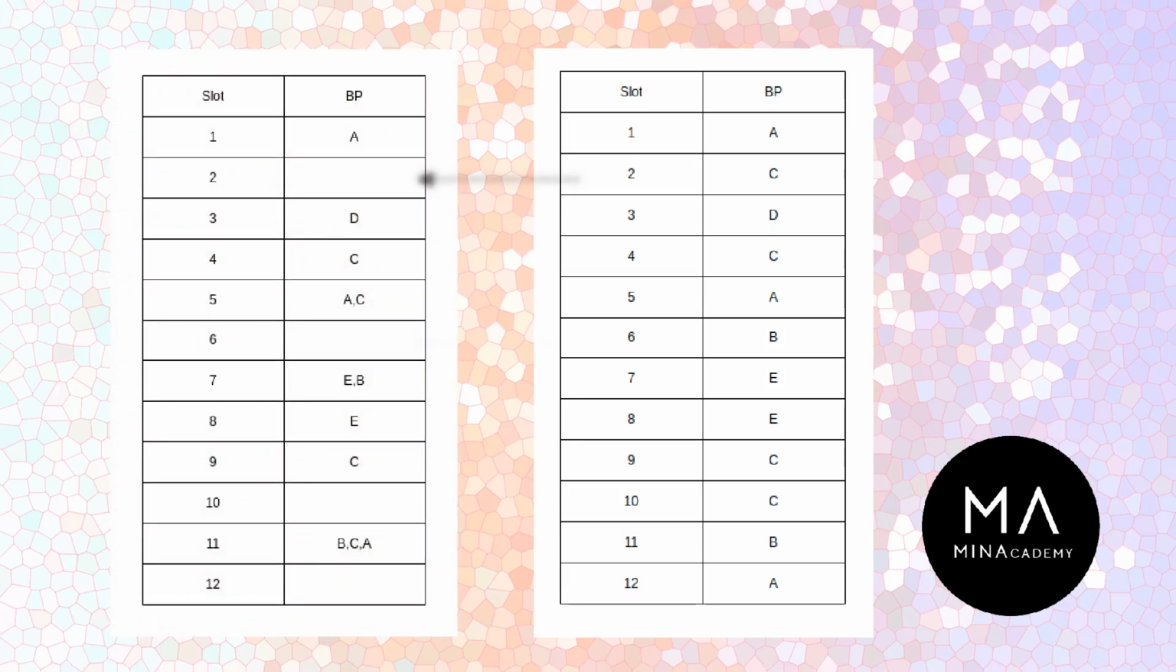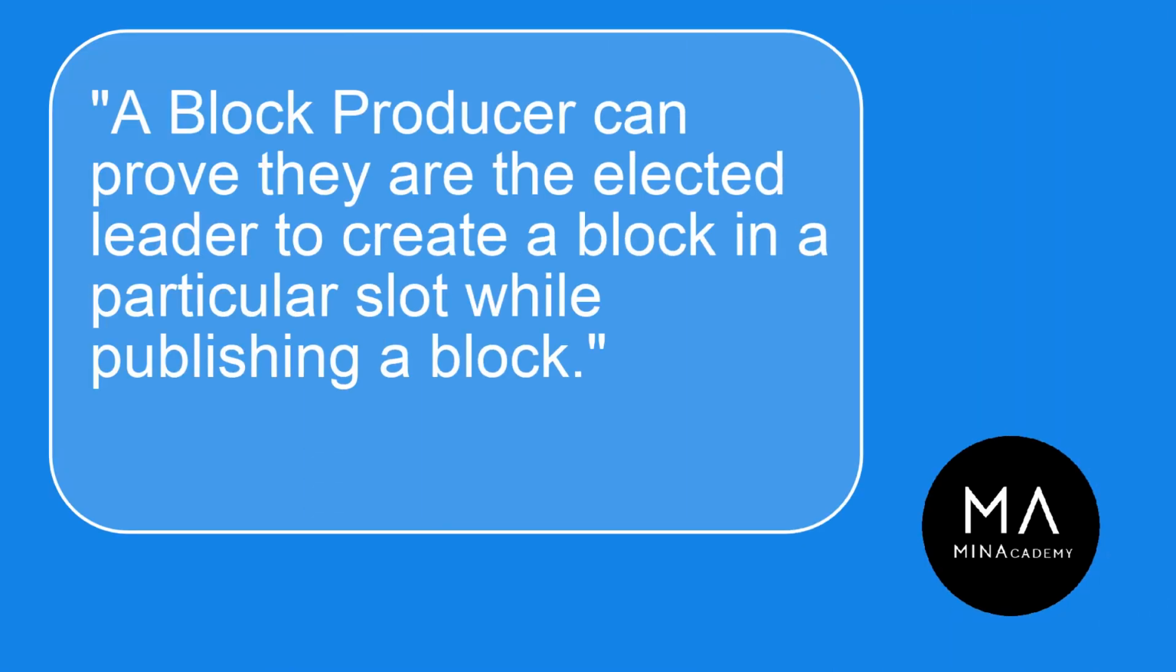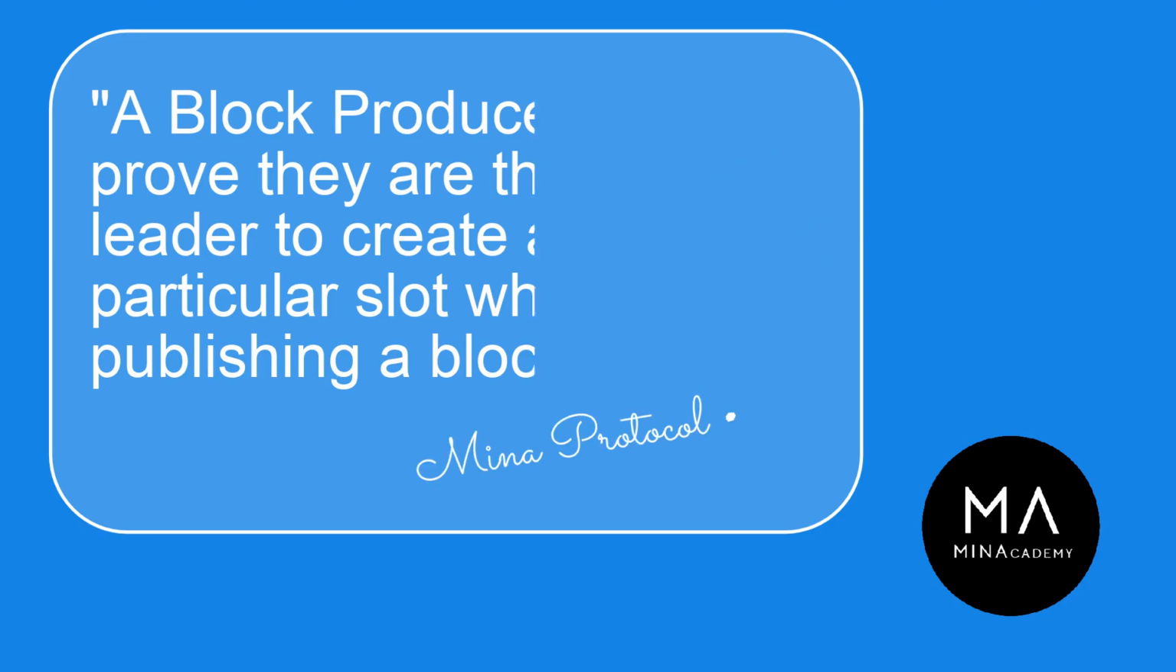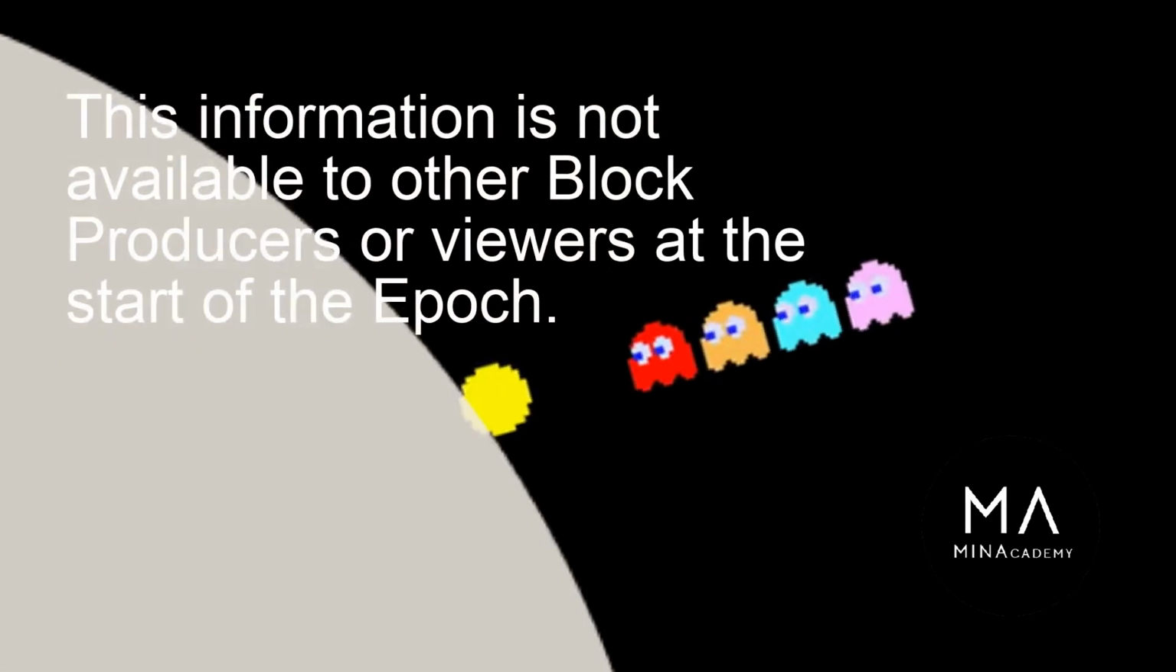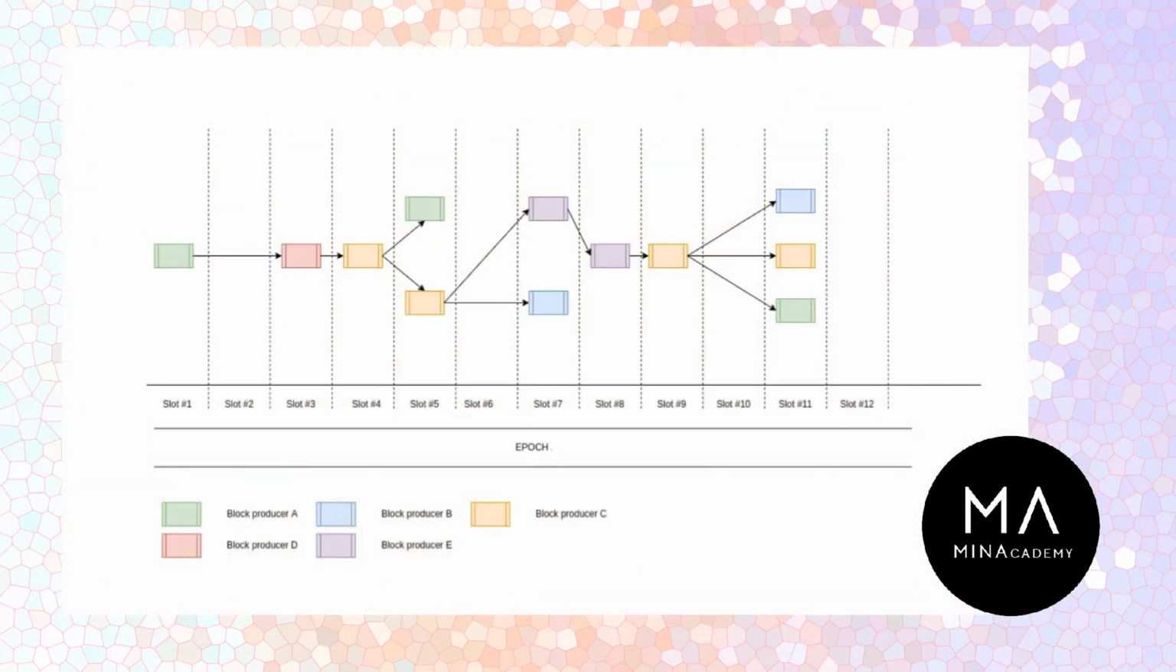As we see in the image, in slots 2, 6, 10 and 12, no block producer has been elected to create a block. And in slots 5, 7 and 11, more than one block producer has been selected. The block producer leader election is held locally and privately, and a block producer can prove they are elected leader to create a block in a particular slot while publishing a block. At the same time, this information is not available to other block producers or viewers at the start of the epoch. This adds security to the network, as with a leadership schedule, nodes could be attacked. The chain could appear as shown, as more blocks are added on top of previous ones.